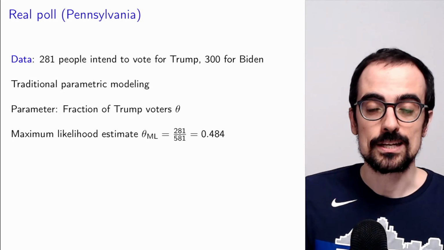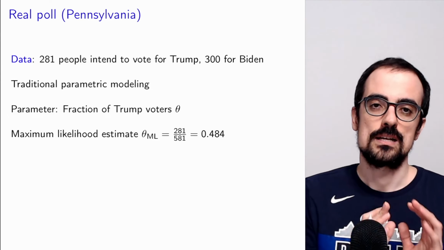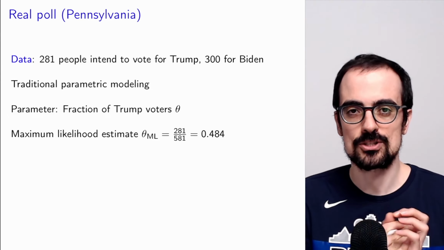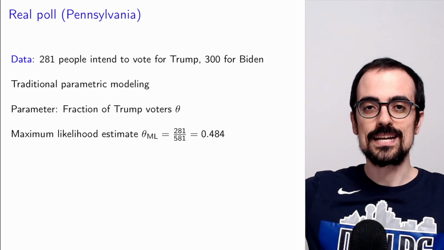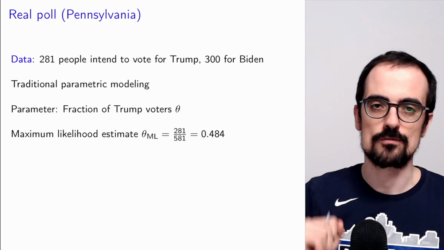What is the maximum likelihood estimate? We already know, under IID assumptions, and let me pause for a moment. IID assumptions implies that we take all of Pennsylvania and we choose the people from the poll uniformly at random from all of Pennsylvania.